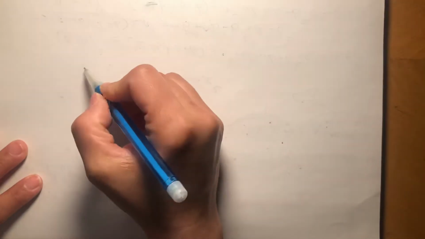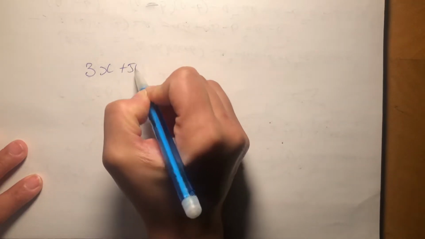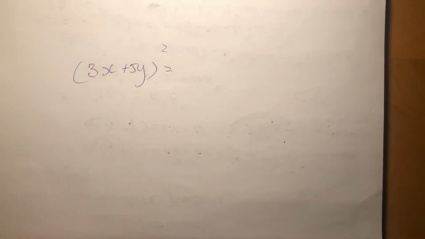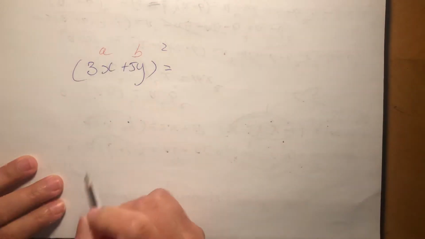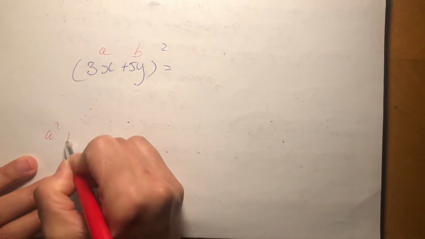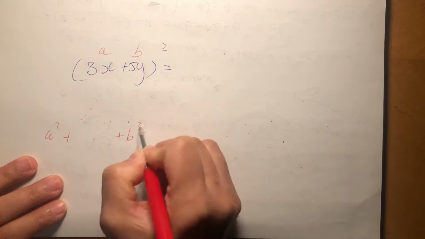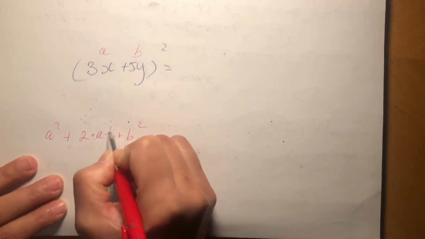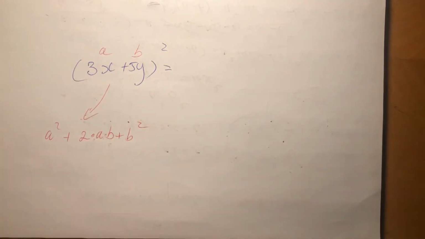Turning the page around. It's a long theory, I know. When you have this one, (3x + 5y) to the power of 2, this is the A and this is the B. We know it's going to look like A squared, because it's positive, plus the B squared, and in here it's going to be plus 2 times the A times the B. That's how it's going to look.